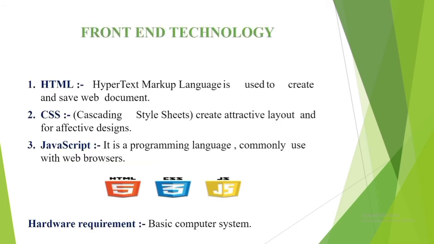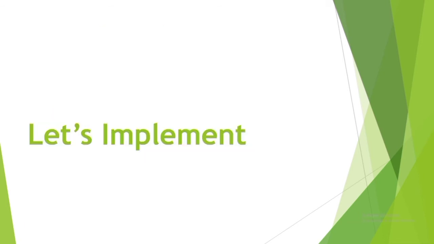Next, the front-end technologies would be HTML, CSS, JavaScript. HTML is hypertext markup language, and it is used for the browser to understand the page. Next we have CSS, that is used for attractive layouts. JavaScript is also used for attractive layouts. Now the hardware requirement would be a basic computer system. Now let's implement and let's see what I have created.